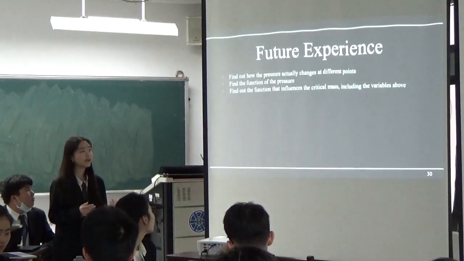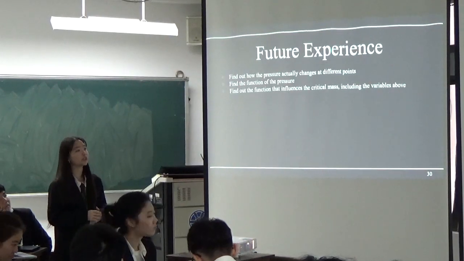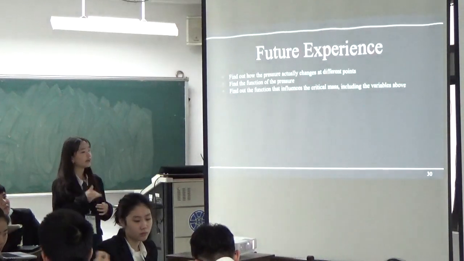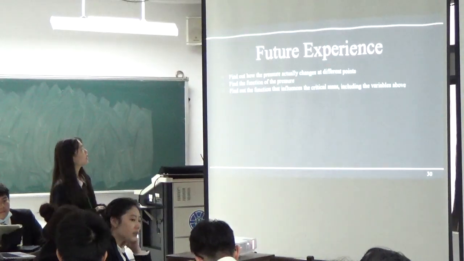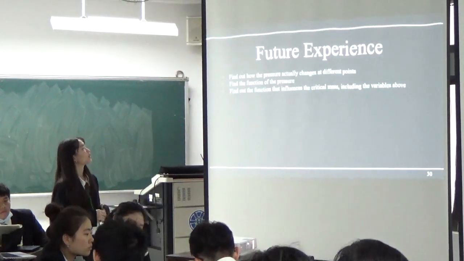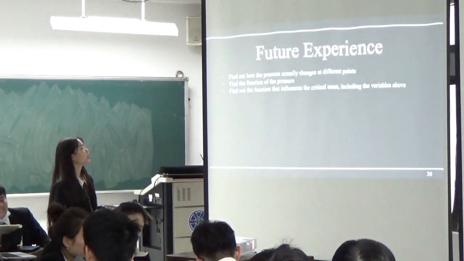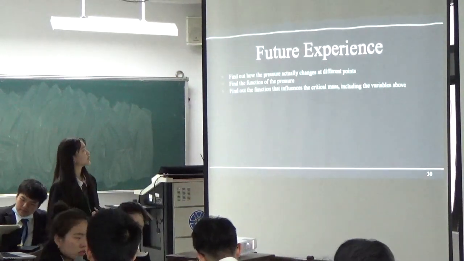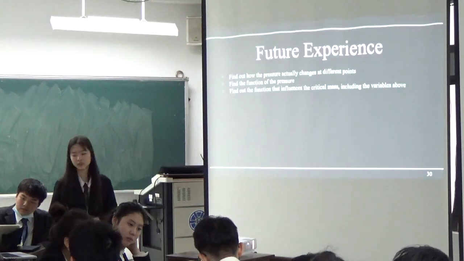Since we cannot measure every point of the air pressure, we don't really know how the air pressure influences the whole system. But if we can find out the difference at every point of the system, we can find a more accurate function of the pressure. And also, we want to find out what the critical mass is to influence the whole system, including the variables we have mentioned above.